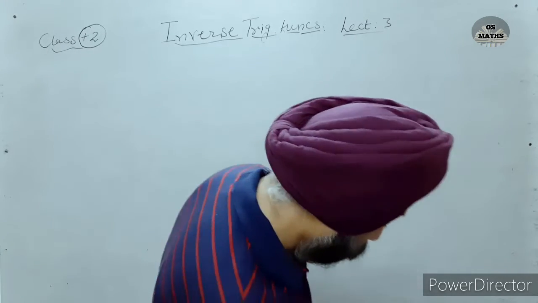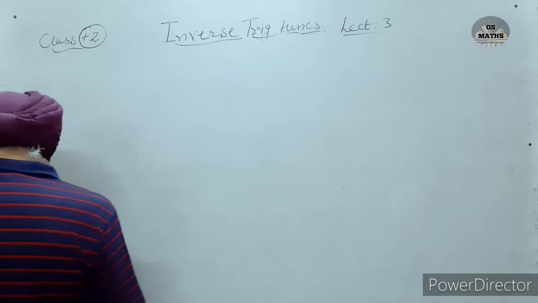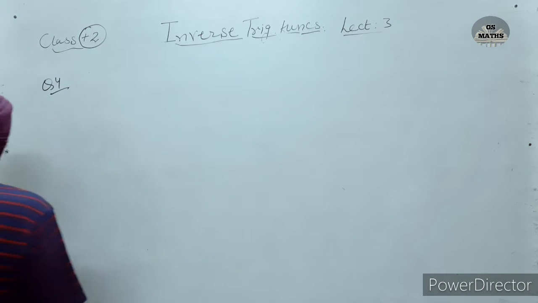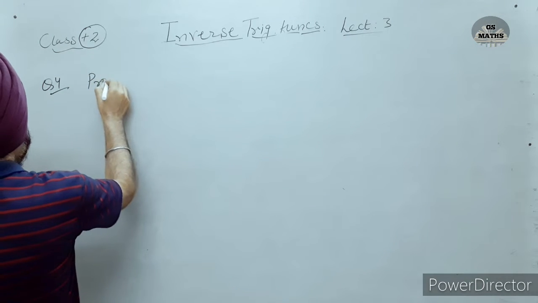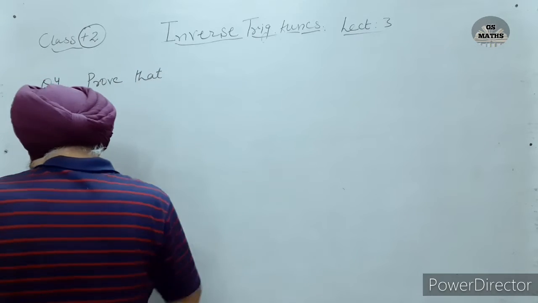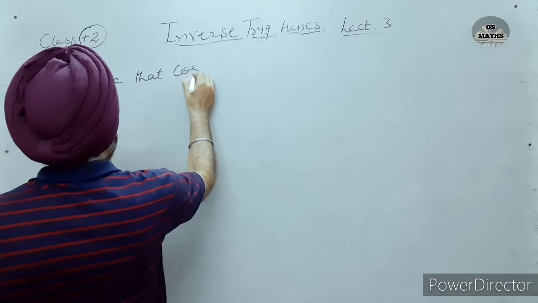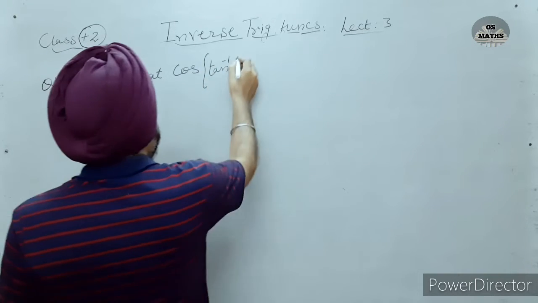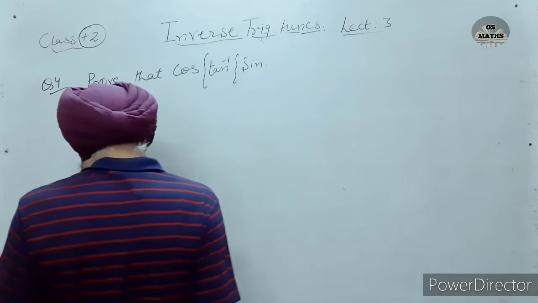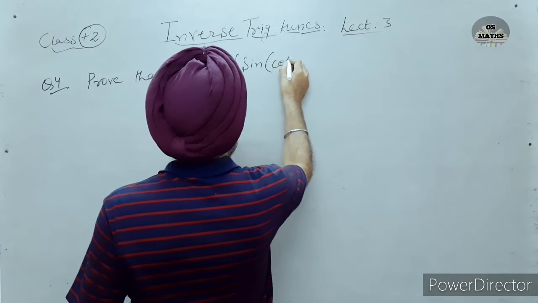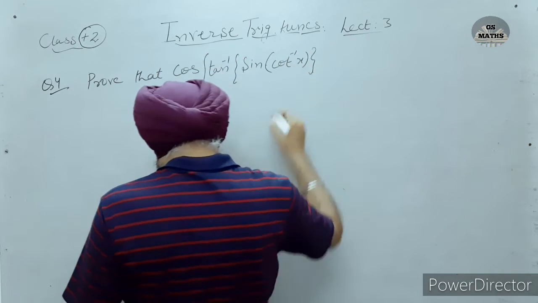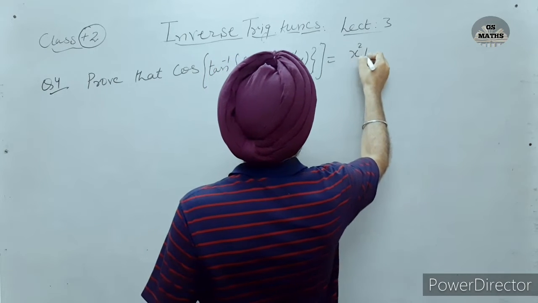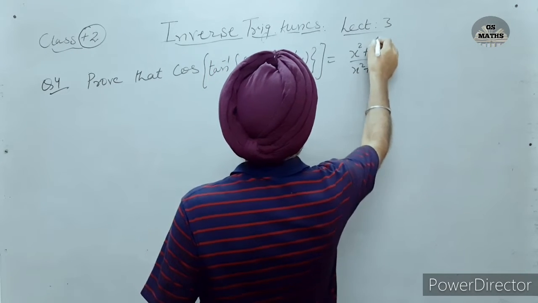Next question. Question number 4. Prove that cos tan inverse sine of cot inverse x is equal to under root of x square plus 1 upon x square plus 2.